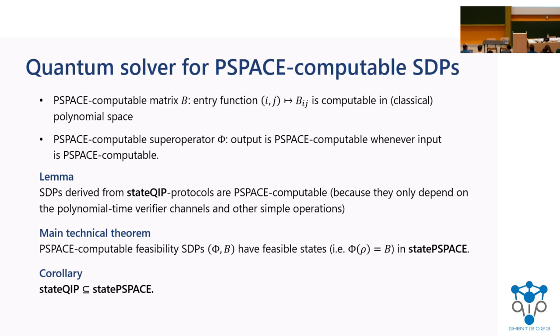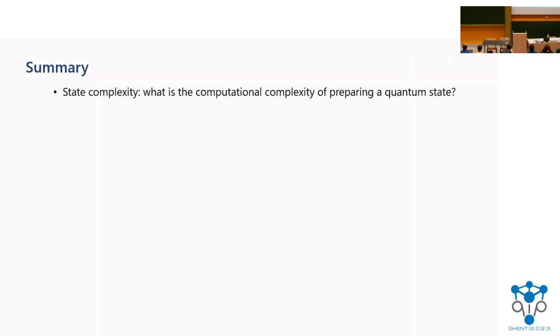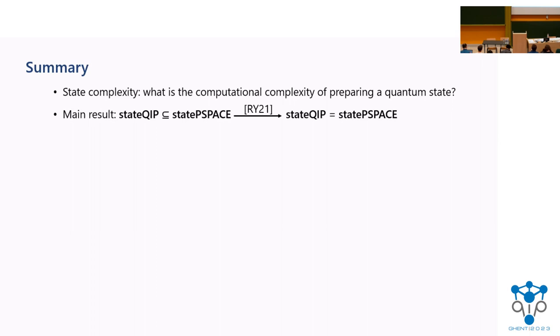Okay, so let me wrap up. The most high-level thing that I hope you're taking away from this is there is this thing called state complexity, which is a different, new notion of complexity, which I think is very much underexplored. And there are many interesting open questions in this direction. The thing that we show is that stateQIP is contained in statePSPACE, which then, together with this earlier work by Rosenthal and Yuen, shows that the two are equal.